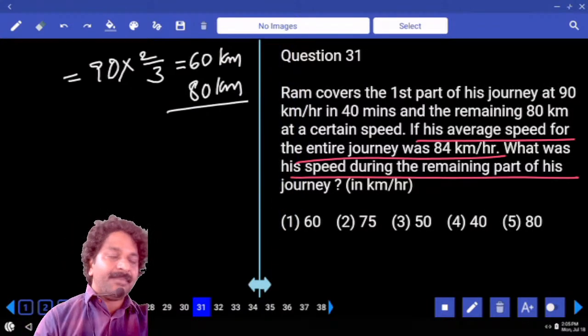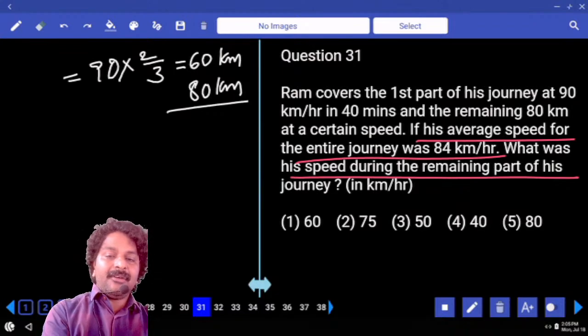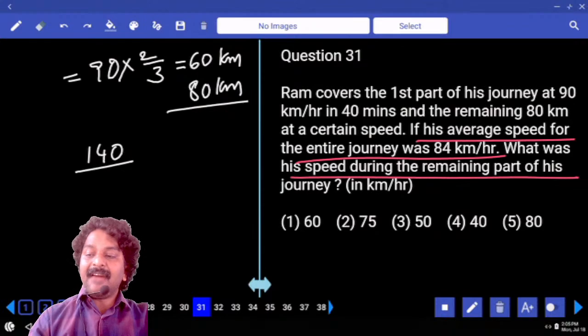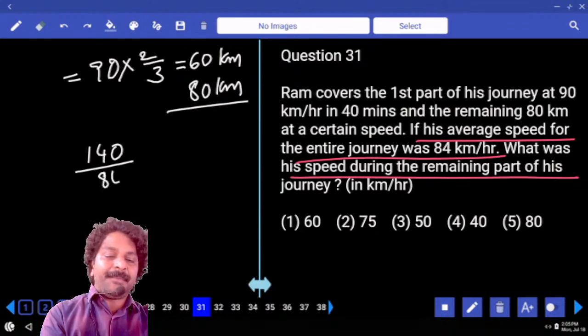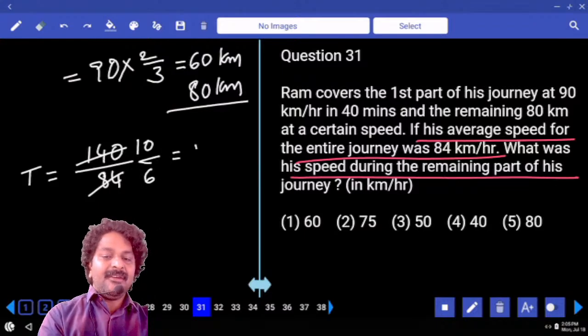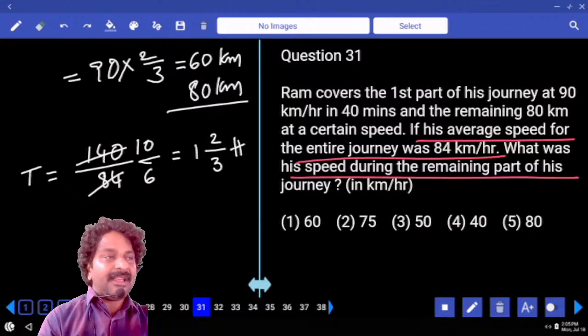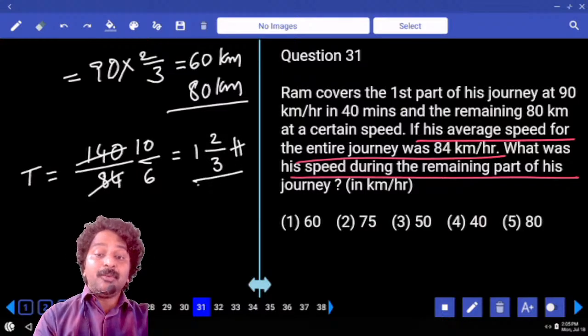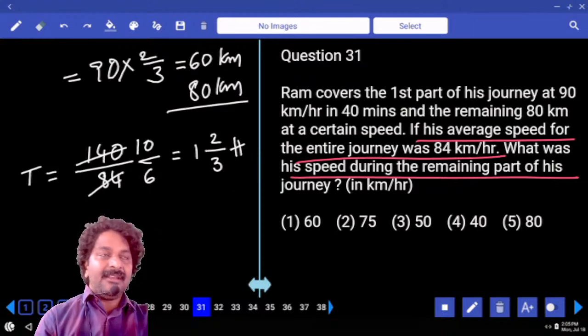remaining part of the journey? So first of all, we know 140 kilometers distance is covered with the average speed of 84 km per hour. Then we can calculate the total time here. 140 by 84, that is 5 by 3, which is 1 and 2 by 3 hours. Clear? 1 and 2 by 3 hours is the total time taken.